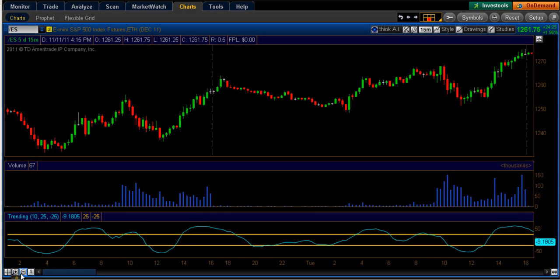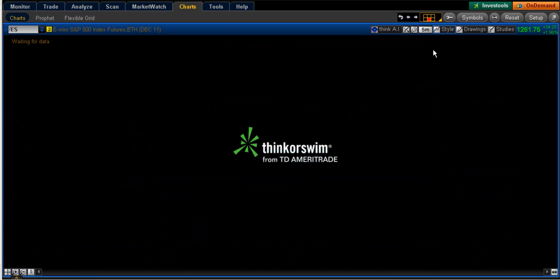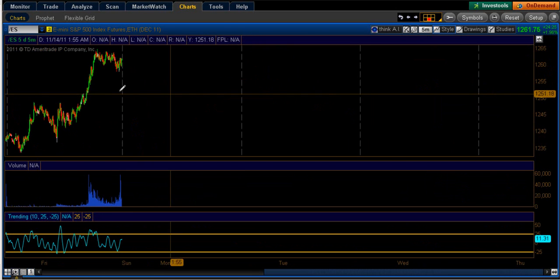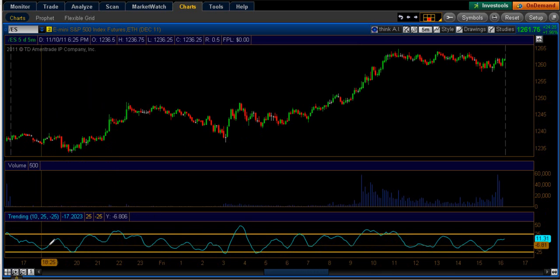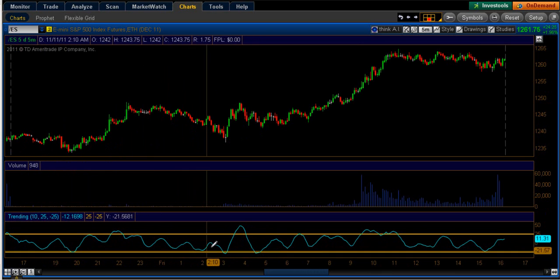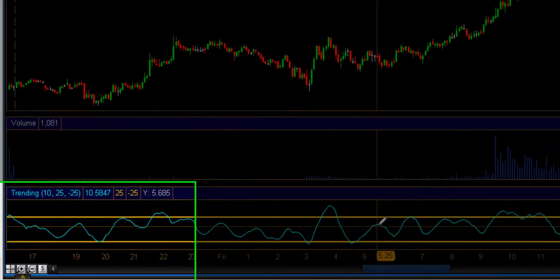Something I forgot to mention at the beginning of the presentation: I'm using a 15-minute chart of the ES. When you change your chart, for example, I'm going to pick 5 minutes here, a lot of this stuff changes, right? See how drastically different the oscillator becomes?